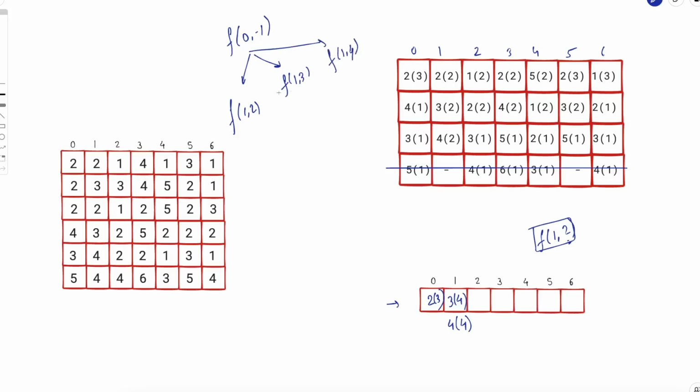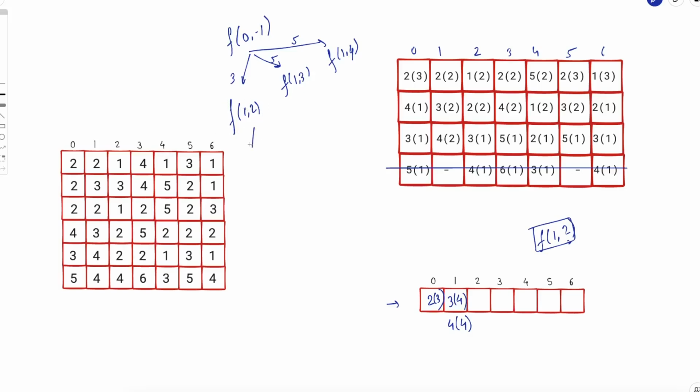If you go to f of 1 comma 2, you will require an extra 3 operations, right? If you go to f of 1 comma 3, you will require an extra 5 operations, and similarly if you go to f of 1 comma 4, you will require an extra 5 operations, right? Now we are trying to expand f of 1 comma 2.